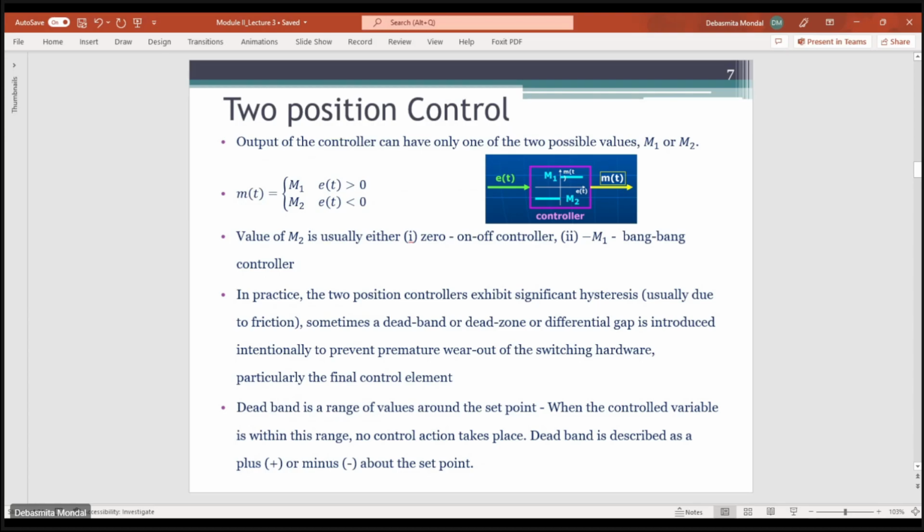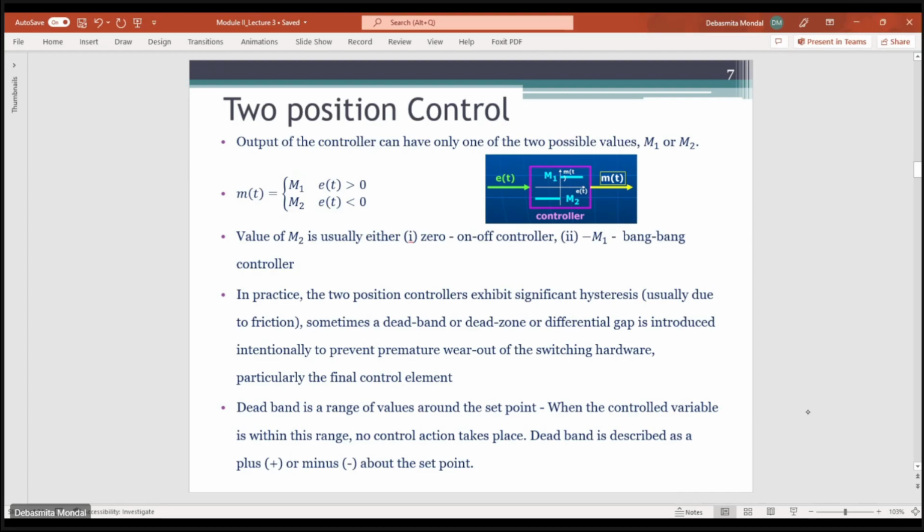Now let's see what a two-position control is. As I have already told, in a two-position control, the output of the controller can have only one of two values. If you see this figure, this is the controller and the output of the controller is m. So the value of m can be equal to M1 or it will be equal to M2. So it can have only two states. Let's say if the actuating error, which is the input to the controller, is greater than 0, then the output of the controller will be M1. And if it is less than 0, then the output will be M2.